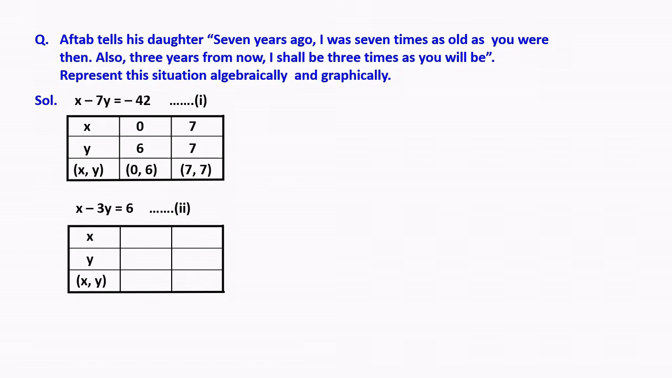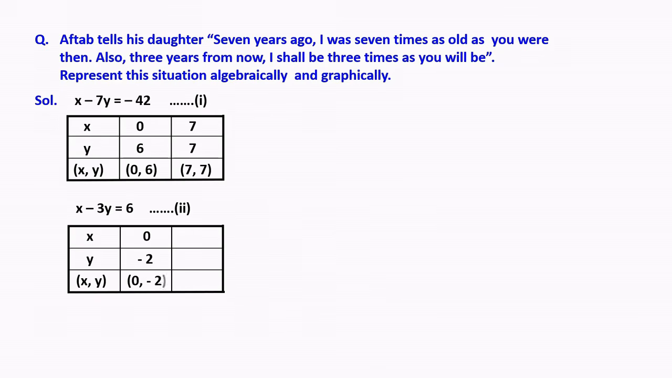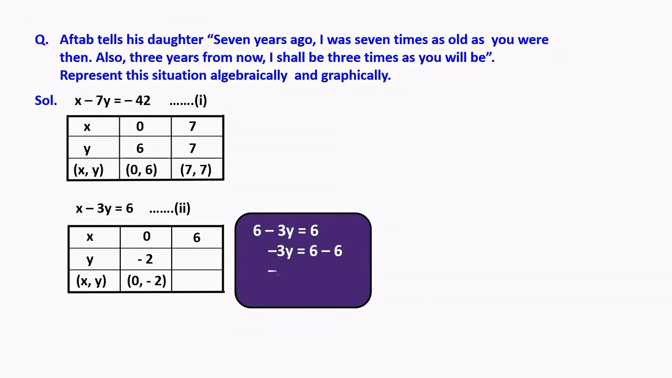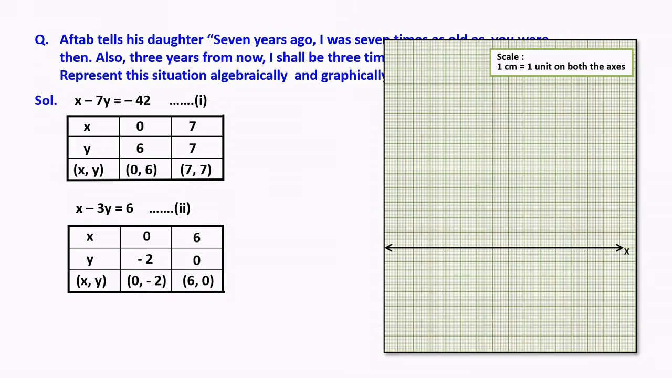Next, take the second equation, x minus 3y equals 6. Again, we find 2 points. Let x equals 0. Then, minus 3y equals 6, so y equals minus 2. So, one point is (0, minus 2). Now, let y equals 0. Then, x equals 6. So, another point is (6, 0). Plot these points and join them to form the second line.